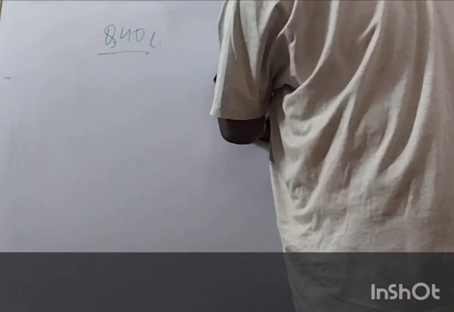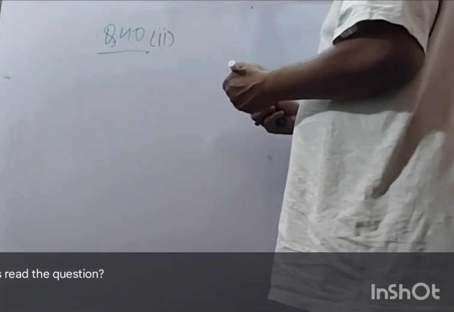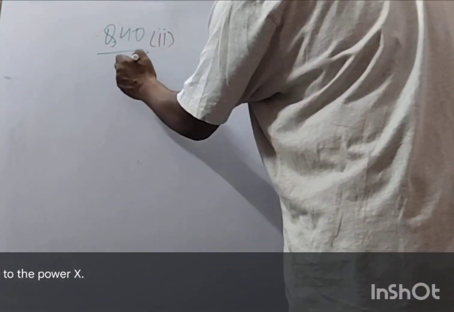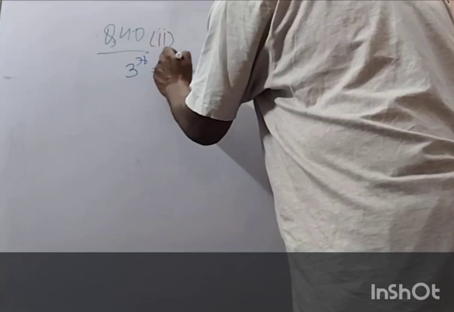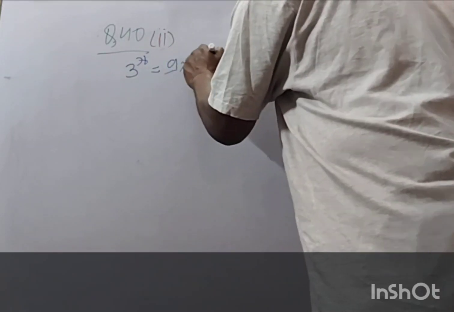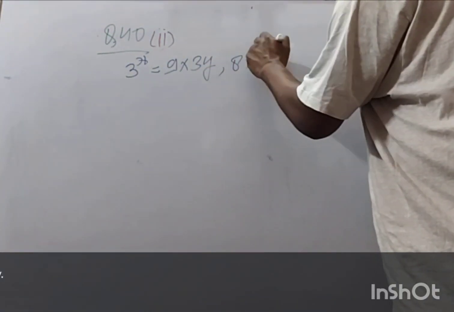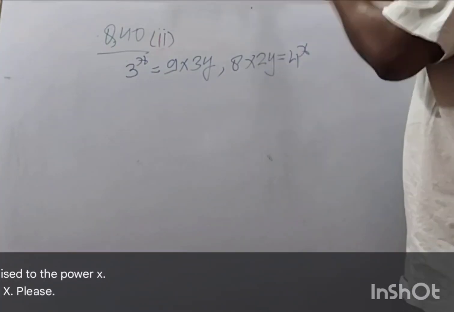Now read the question. 3 raised to the power x is equal to 9 into 3 raised to the power y, comma, 8 into 2 raised to the power y is equal to 4 raised to the power x. How to do this?